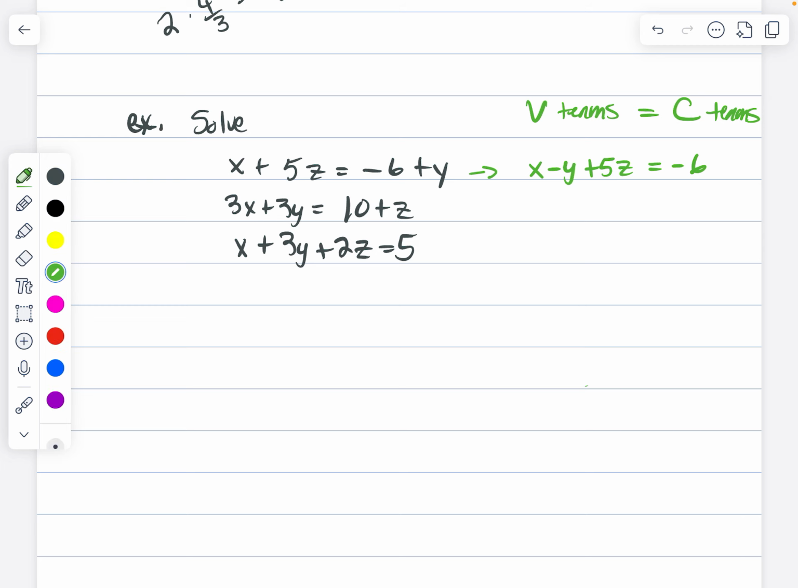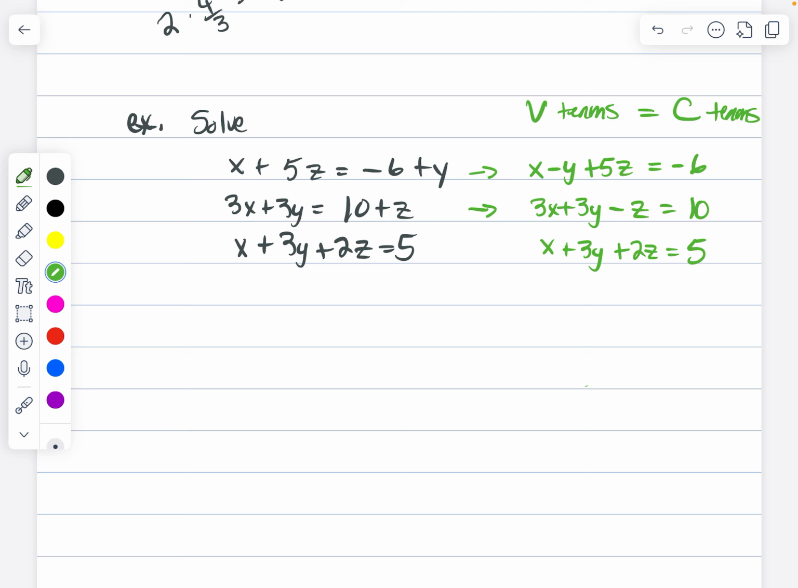And so here, I subtract z from each side. So I have 3x plus 3y minus z equals 10. And then here, it's already the way it needs to be. So that's x plus 3y plus 2z equals 5. Okay, and so this is now in standard form.